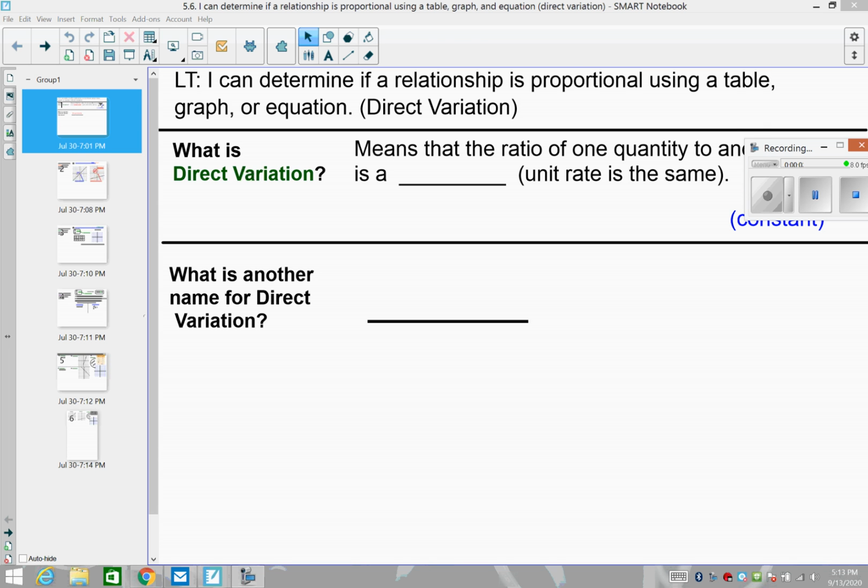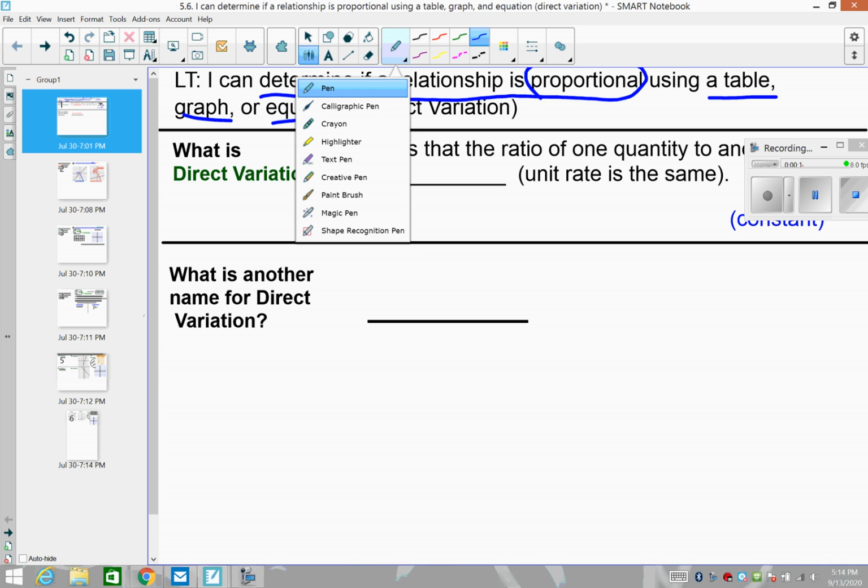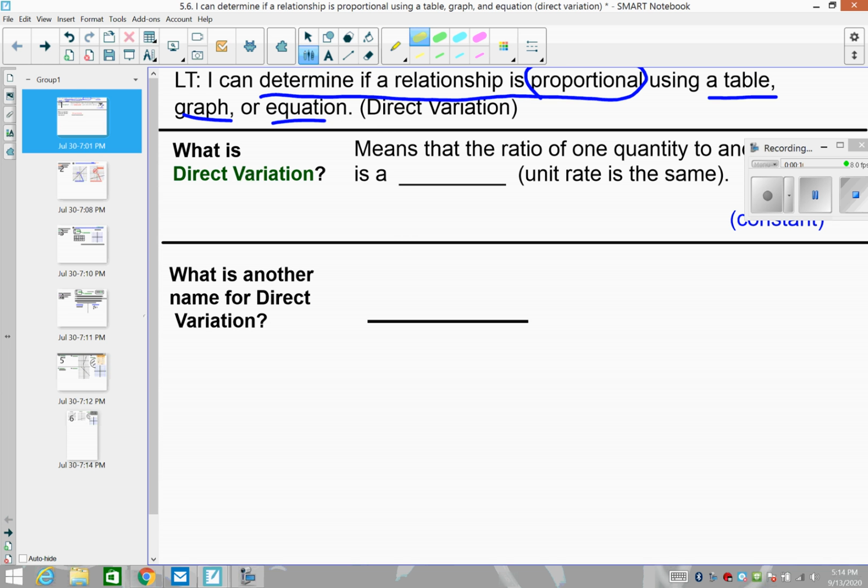Hey, math friends. So our lesson today and our learning target is I can determine if a relationship is what's called proportional. We're going to check using a table, a graph, or an equation. The other term for that in Minnesota State standards is direct variation. So proportional and direct variation really is the same language.